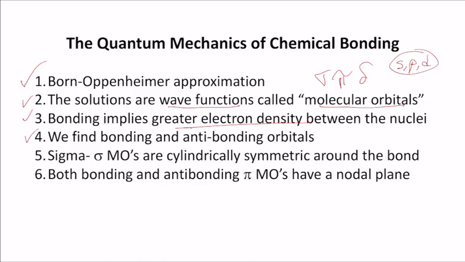We found that bonding and antibonding orbitals exist. Not only bonding ones, also antibonding, and they play a very important role. And we will learn to designate how many bonding and how many antibonding. And if you have more bonding than antibonding, then you have a chemical bond. Otherwise, you don't. Okay, we learned that sigma molecular orbitals are cylindrically symmetric around the bond, and that pi bonding and antibonding have a nodal plane. That means that they are not cylindrically symmetric around the bond.